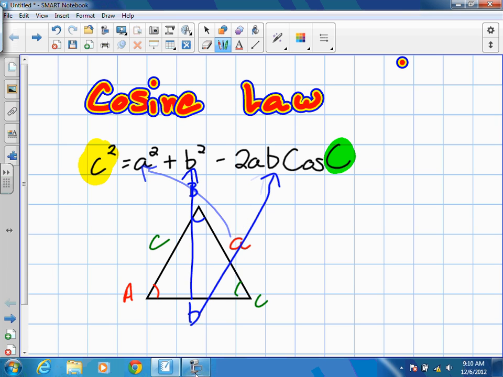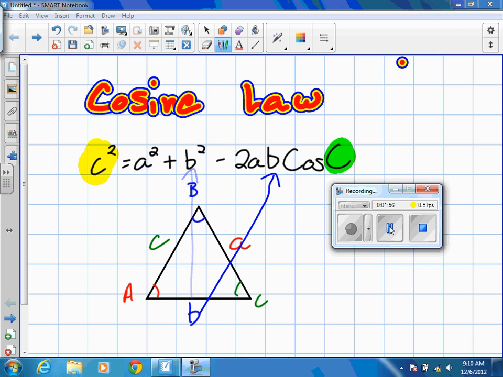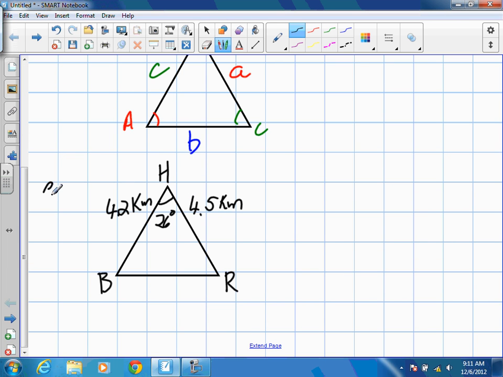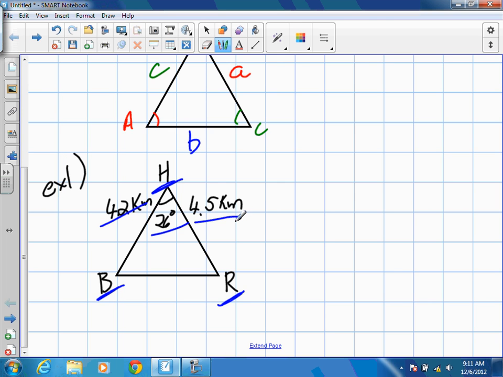So we're going to get a question here and test this out. Here we have an example we've just made up. This triangle has been named HRB, and we have sides of a triangle. Now, previously we learned sine law, and technically it is a little simpler to use sine law if you got the hang of it.